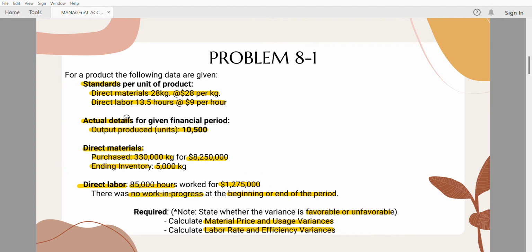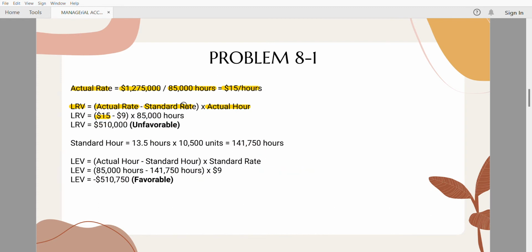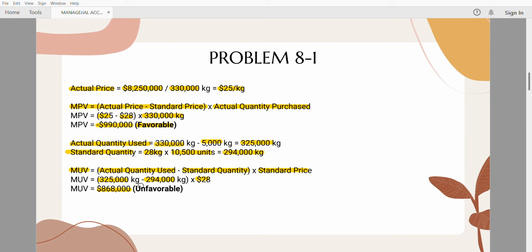For the standard rate, it's right here, 13.5 hours with $9 per hour. So $9 times the actual hour. Actual hour is 85,000. So we calculate it, we get 510,000. And since this is positive, it's unfavorable. Okay, if it's positive, it's unfavorable. If it's negative, it's favorable.